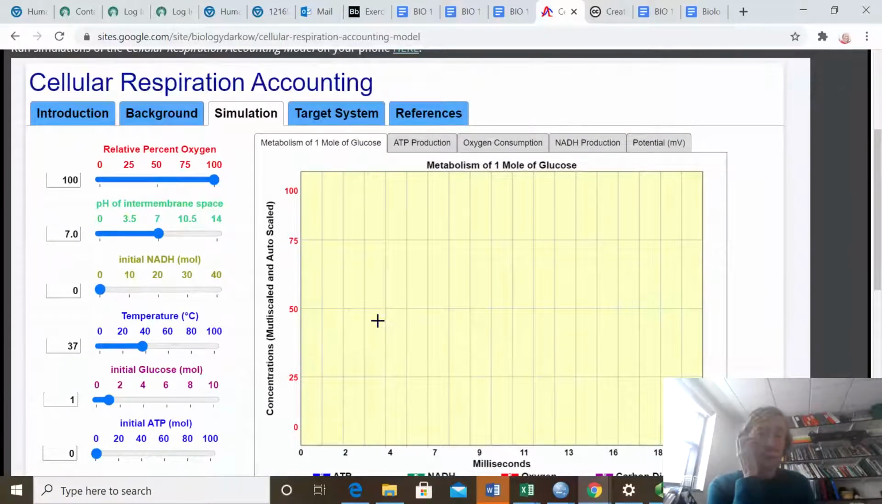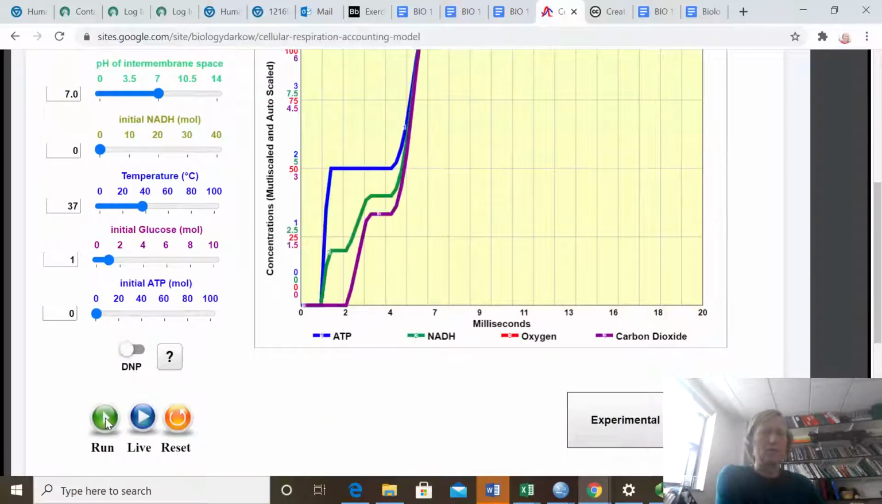And remember, in cellular respiration, we're taking glucose and oxygen and using it to make ATP, carbon dioxide, and water, right? But we see here how much glucose is used, ATP produced, how much oxygen is used, how much NADH is produced. NADH is that electron carrier or shuttler that is produced but then used up during the process of cellular respiration. So let's take a look, and we can modify all sorts of good things here. But I'm just going to run it and see what we get.